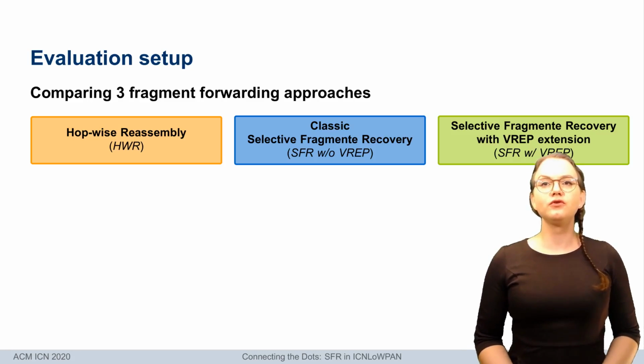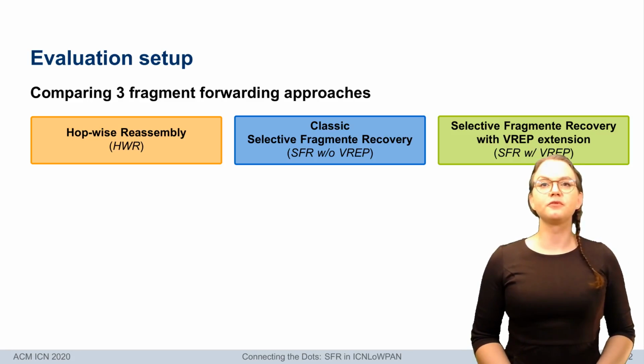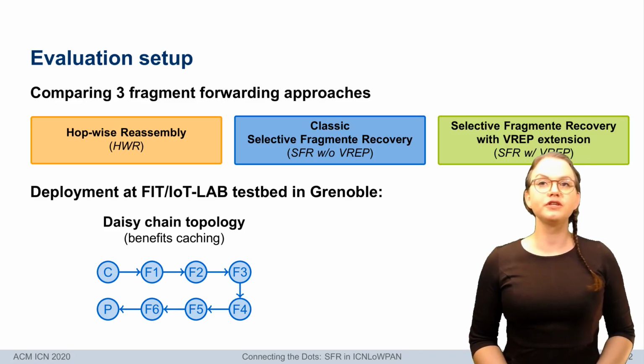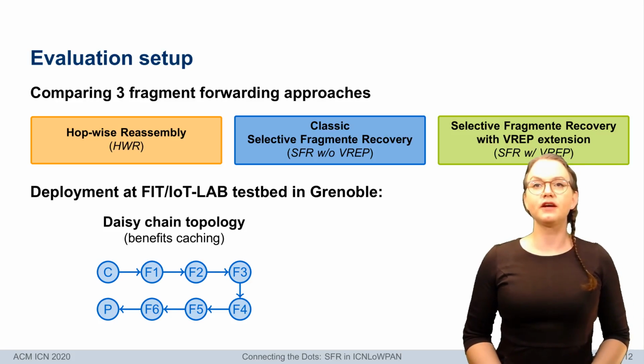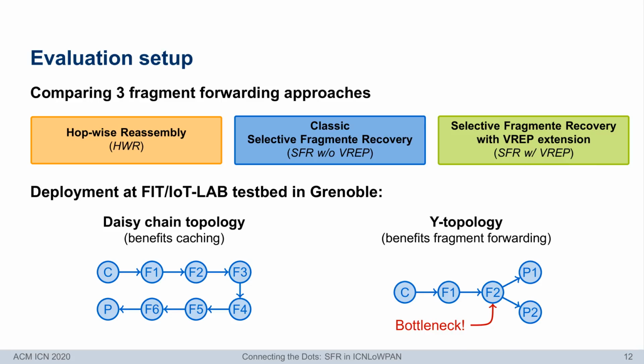We picked 2 topologies based on previous experiences. A daisy chain topology that consists of 7 hops between the consumer C and producer P to benefit caching behavior, and a Y topology that consists of 1 consumer C and 2 producers P1 and P2, with the consumer and producer separated by 2 hops F1 and F2. Note that F2, the forwarder closest to the producers, forms the previously discussed bottleneck.